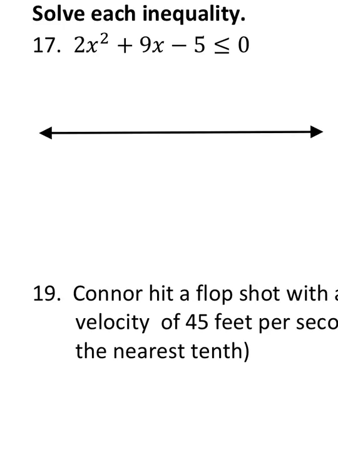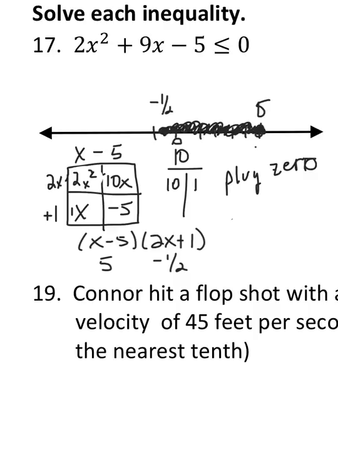All right, for number 17, we're going to factor to find the 2 critical points, and then we're going to shade the number line based on what we find for our critical points. We know that this parabola, the factors, when you multiply them together, need to be less than or equal to 0. So we are going to see how that works when we factor this out.